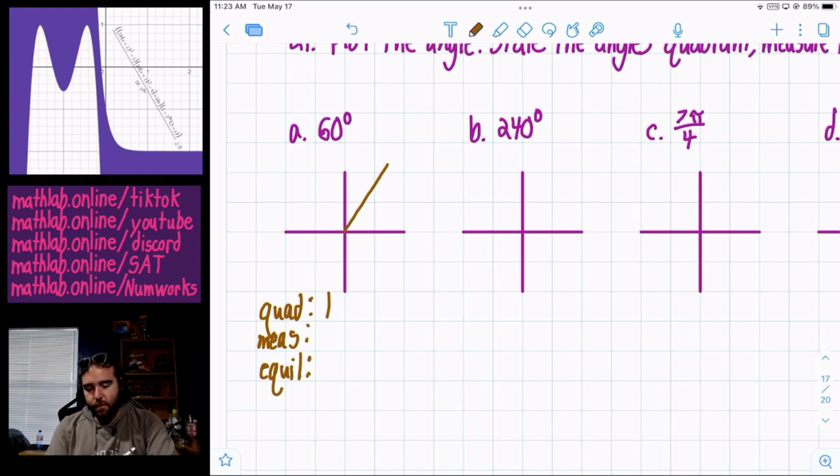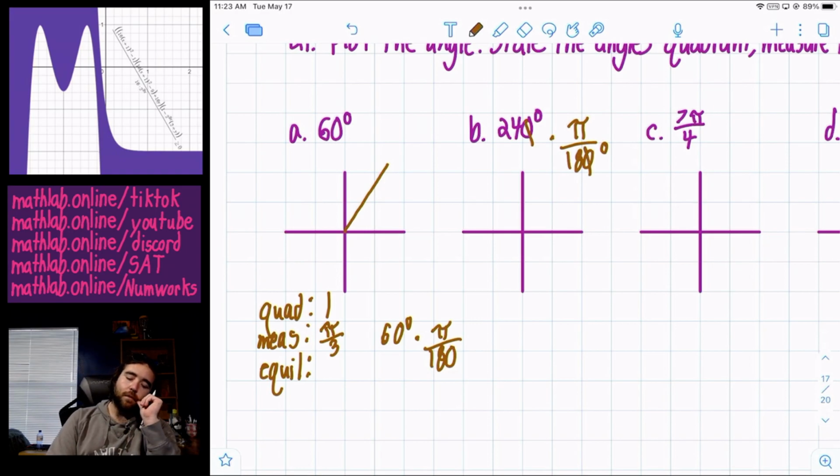The measure, 60 degrees times pi over 180. So that's pi over 3. 240. So we're going to again multiply by pi over 180. Cancel, cancel. What else cancels? A 6. 4/3. 4 pi over 3.